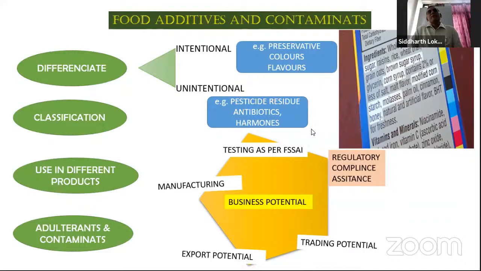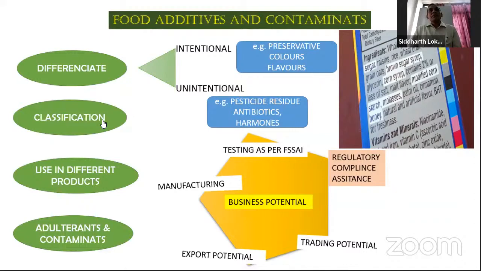Then the classification and everything you can see in the theoretical part of your curriculum. I'm not focusing on it in detail. Use of different products: every product now is made on the basis of the use of additives. Food additives are working like anything, because in the present scenario you can manufacture anything with the help of additives. So the use of different additives for different product manufacturing is the current scenario.